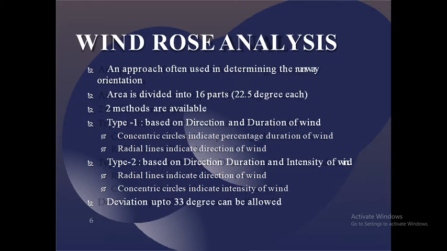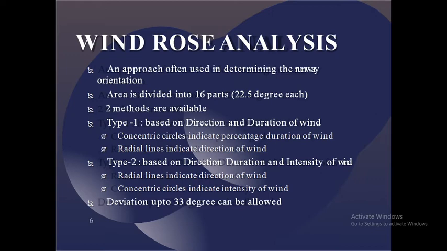22.5 degrees. Windrose typically uses 16 cardinal directions. What are cardinal directions? North northeast, northeast, south southwest, southwest, etc. They may be divided into 32 directions. In terms of angle measurement in degrees, north is 0 degree or 360 degrees, east is 90 degrees, south is 180 degrees, west is 270 degrees.